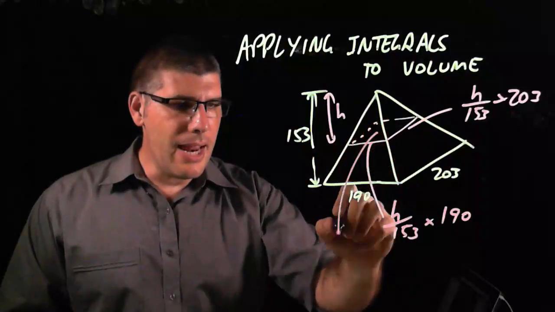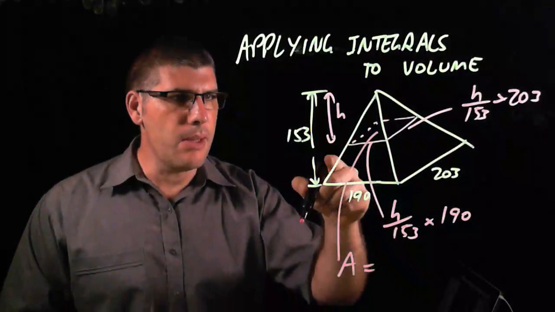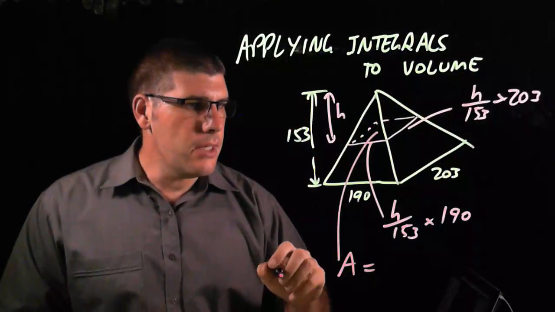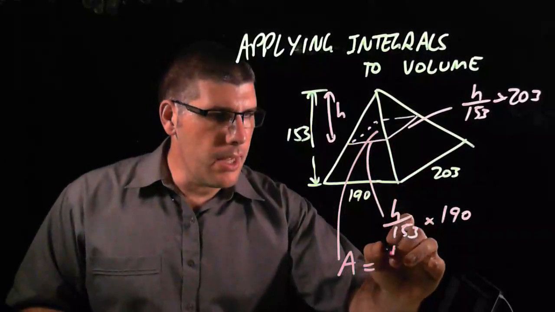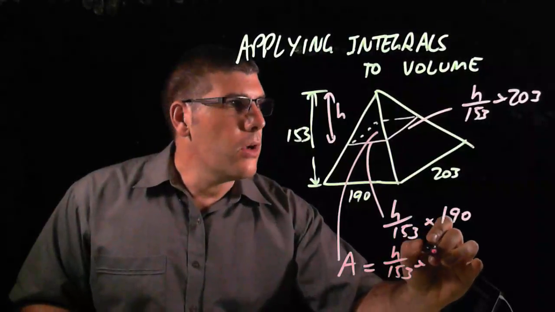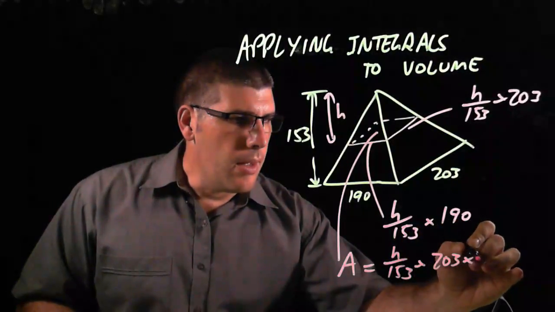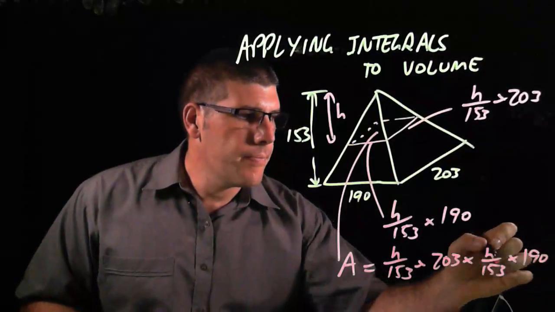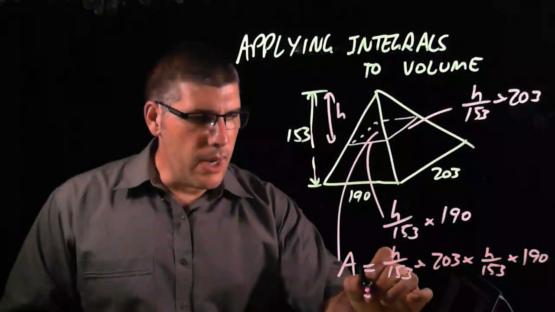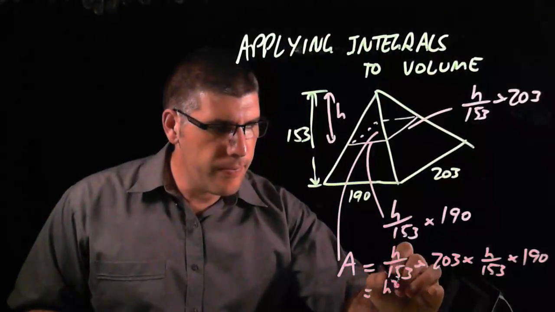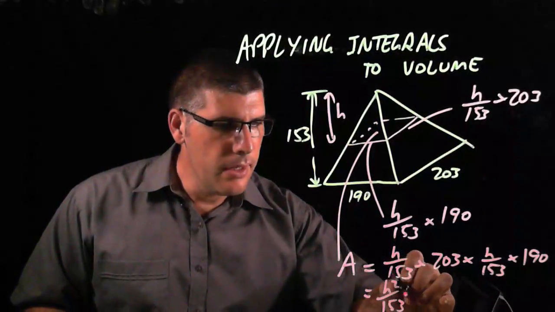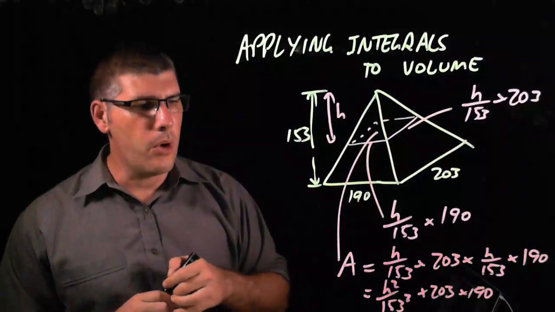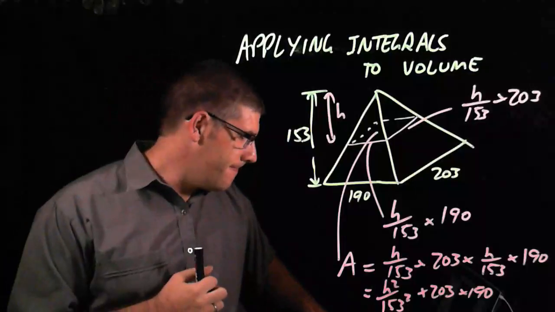We can then pull that out as a function. So area is going to be, it's always length times width when you're looking at a rectangle, in this case. So this area is going to be length times width. It's going to be h over 153 times 203 times h over 153 times 190. And so we can work on that, and we'll get something like h squared on 153 squared times 203 times 190, which we can then go and work on next.